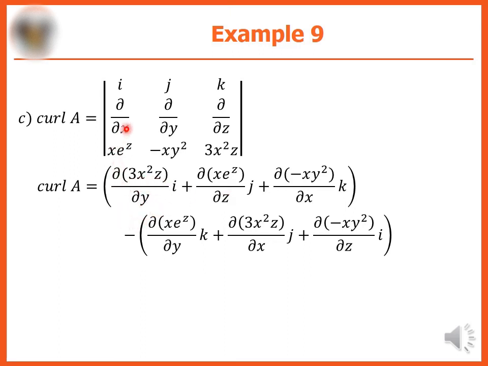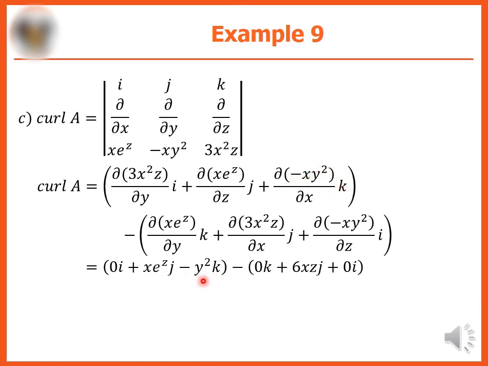So solving these partial derivatives, again, if a partial derivative is with respect to a variable, we hold the other variables as constants. So for this, we have 0i, since these are all constants. And then for this, z is here. The derivative of e raised to z is the same, e raised to z times the constant x. So you have x e raised to z j plus, with respect to x, the derivative of x is 1. So we have negative x y squared k.